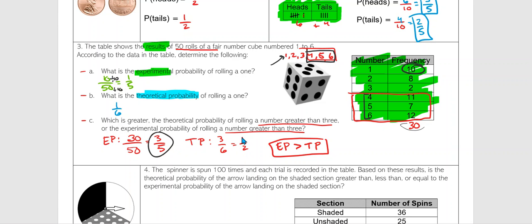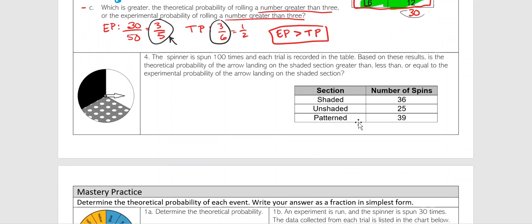If I look at these 2 fractions, it's actually a little easier to compare. So think about a cake cut into 5 slices, and that same size cake in a different version cut into 6 slices. In the 5 slice version, those are going to be a little bigger. So 3/5 is bigger than 3/6. So the experimental probability is greater than the theoretical probability.